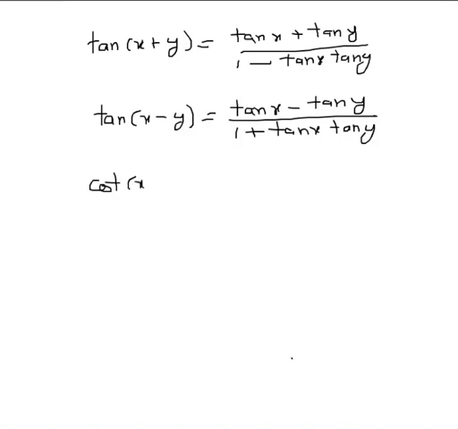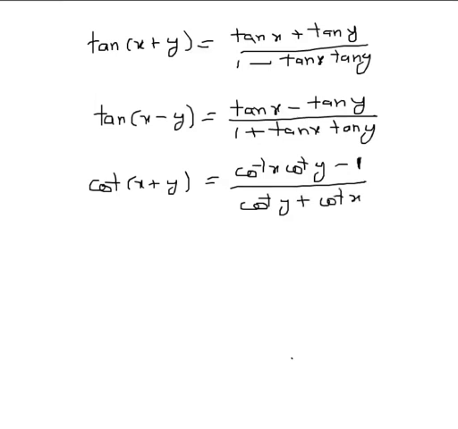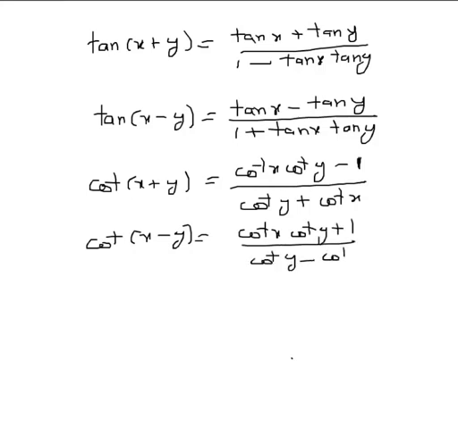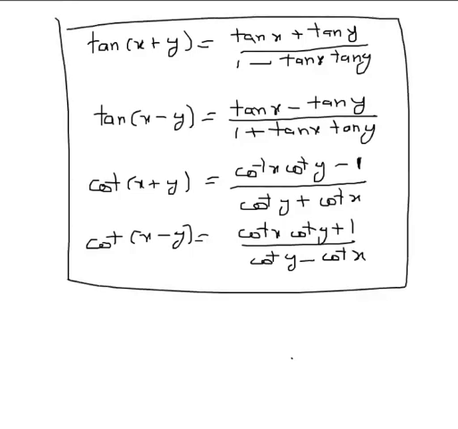Now next, the cot of x plus y formula, cos of x plus y by sine of x plus y. Again divide to get 1 in this position. Here you will get this as the formula, cot x cot y minus 1 over cot y plus cot x. And then the cot of x minus y formula is cot x cot y plus 1 divided by cot y minus cot x. Next you have to memorize these 4 formulae.